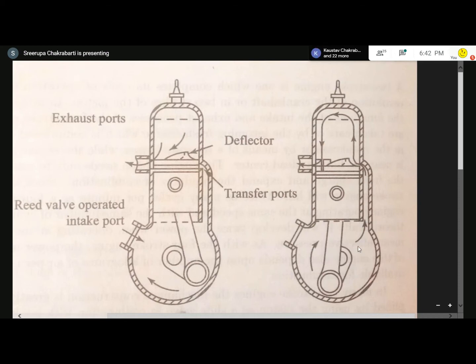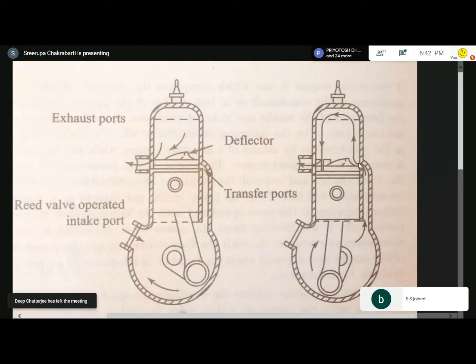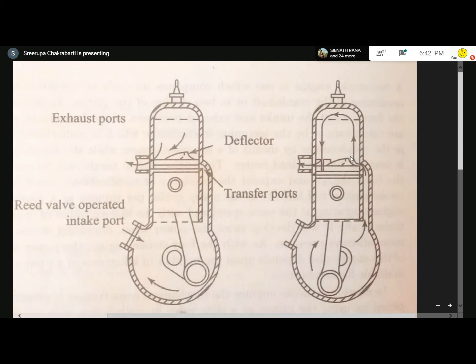Now, this charge consists of fuel and air. Now, when this piston comes further down, this transfer port becomes open. Then the air-fuel mixture enters through this transfer port. And after opening, we want a process which is called scavenging. Now, scavenging means driving away of the products of combustion of the previous cycle by the intake charge. That is called scavenging, right?